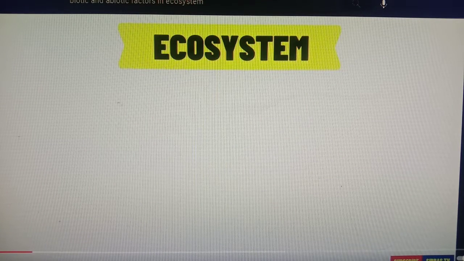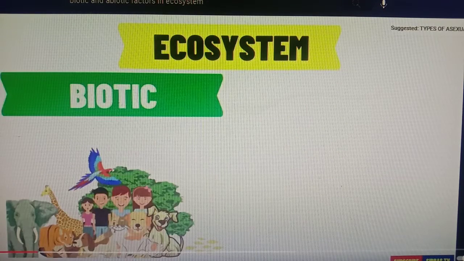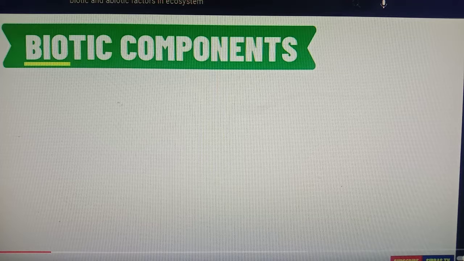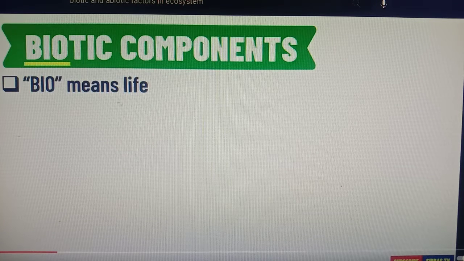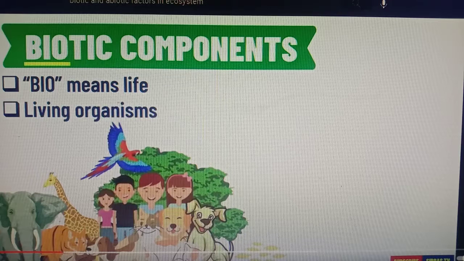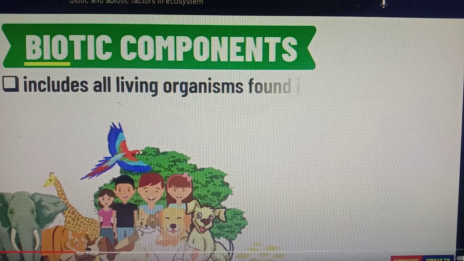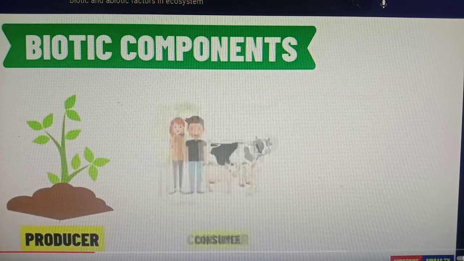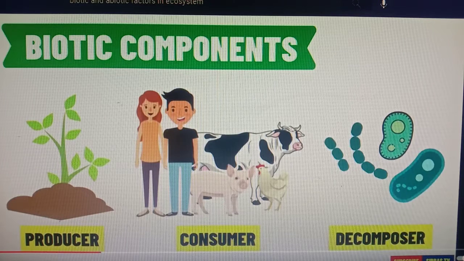An ecosystem has two components, the biotic components and abiotic components. The word bio in the word biotic comes from the Greek word bios, which means life. Therefore, it literally refers to living organisms. Biotic components of an ecosystem include all living organisms found in an ecosystem. Biotic components include producers or the plants, consumers such as animals, and decomposers such as bacteria. We are going to discuss in detail the role of producers, consumers, and decomposers in our next video.